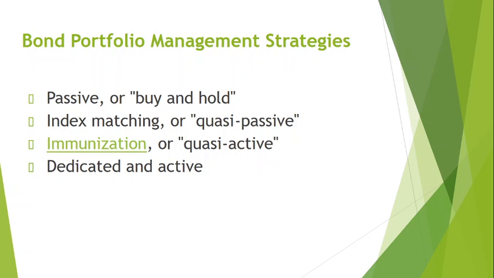To the casual observer, bond investing would appear to be as simple as buying the bond with the highest yield. While this works well when shopping for a certificate of deposit at the local bank, it is not that simple in the real world. There are multiple options available when it comes to structuring a bond portfolio, and each strategy comes with its own risk and reward trade-off. The four principal strategies used to manage bond portfolios are: number one, passive or buy and hold; number two, index matching or quasi passive; number three, immunization or quasi active; and number four, dedicated and active.